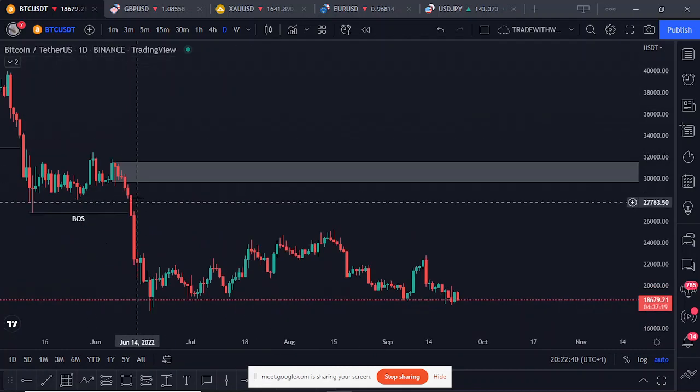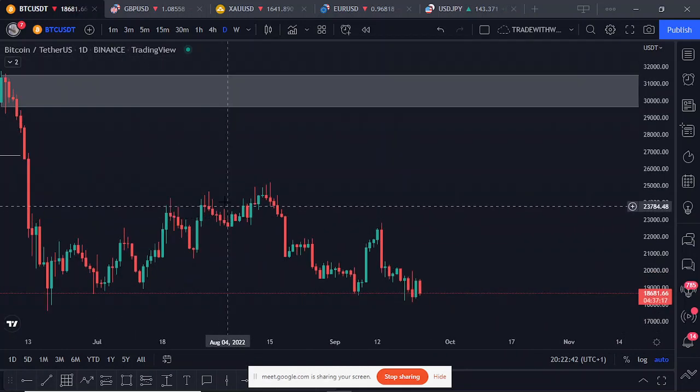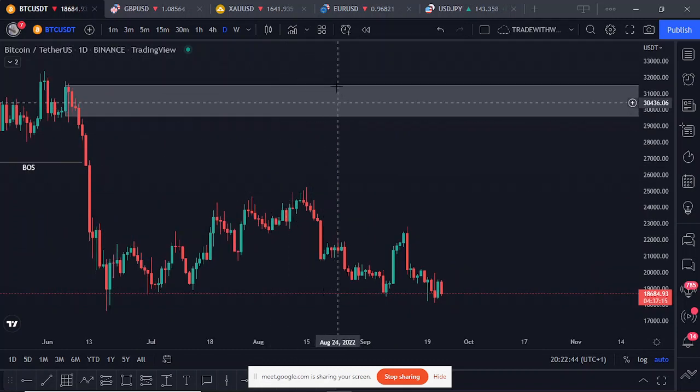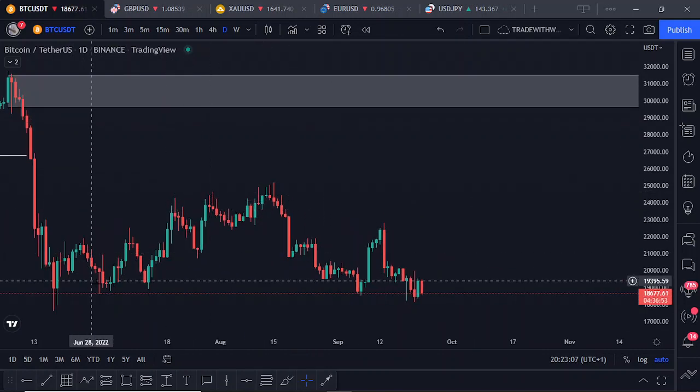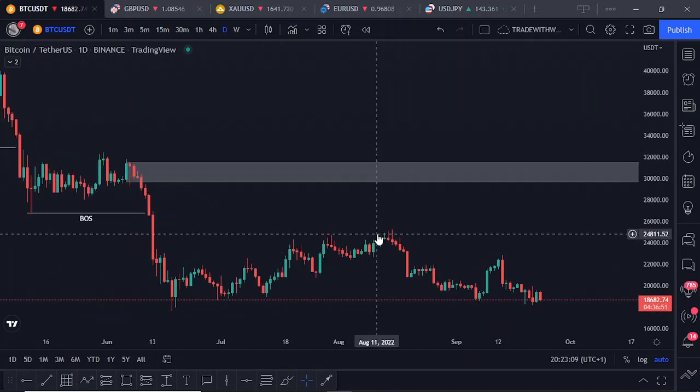Price didn't enter into the supply zone, and you're like, okay, so what do I do if market doesn't enter into my supply zone? When you are trading demand and supply, you're expecting that market will get to the supply zone and then sell off. Or whenever you're trading demand, you expect that price would get to the demand zone and then you want to buy. So what you do is you wait again for another structure to form.